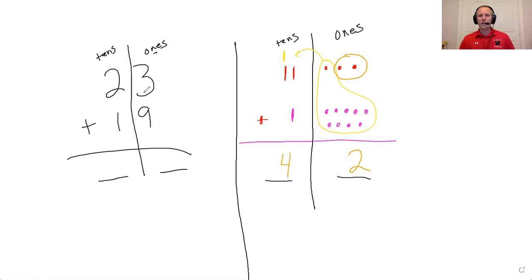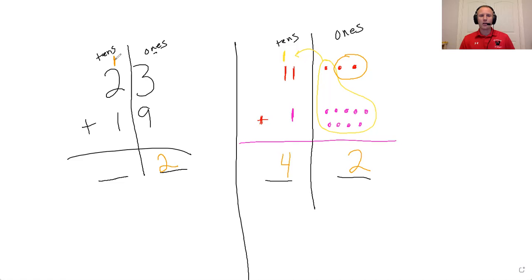Let's go ahead and show how that looks on our initial problem over here on the left. 3 plus 9 is 12. So again, we take the 2 from the ones place and we put it there. And because we have a 10, that has to go to the tens column. And we show that with 12, we have one group of 10 in the number 12.